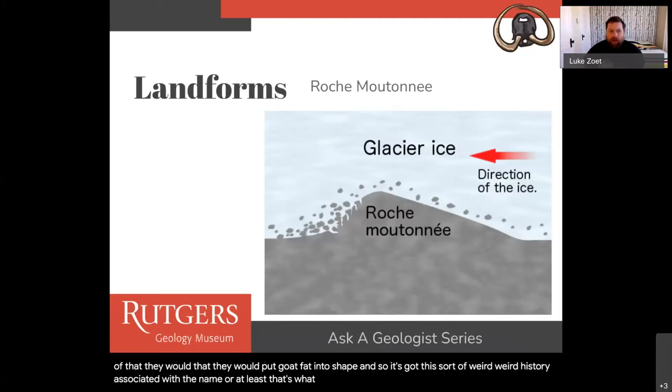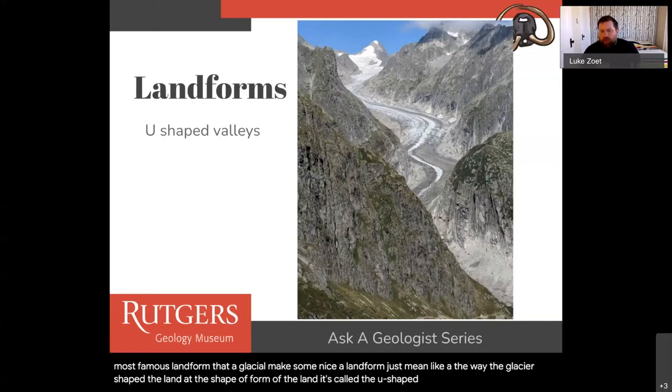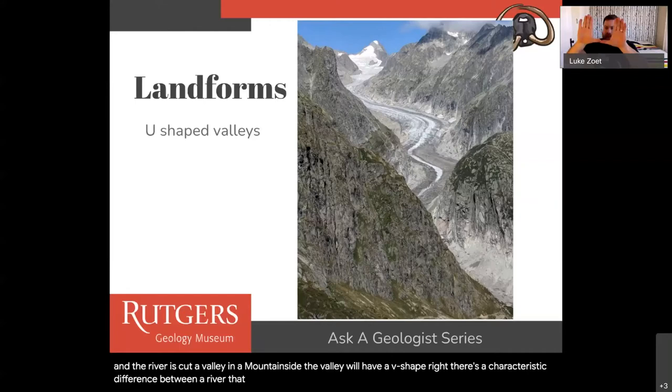Other types of landforms: probably the most famous landform that a glacier makes. And when I say landform, I just mean the way the glacier shaped the land, the form of the land. It's called the U-shaped valley. If you look at a river, and a river has cut a valley in a mountainside, the valley will have a V shape, right? There's a characteristic difference between a river that produces a V-shape and a glacier, which produces a U-shaped valley. The U-shaped valley has very steep walls and sort of a flat bottom like this.